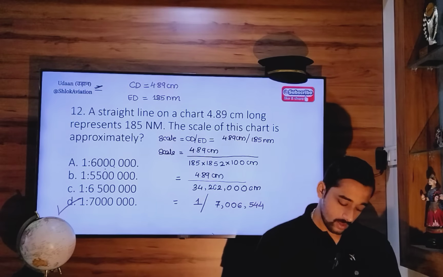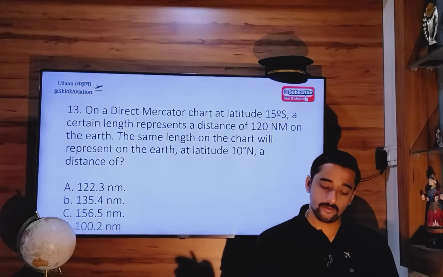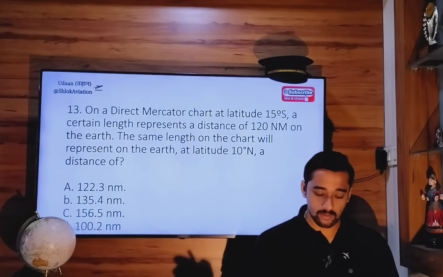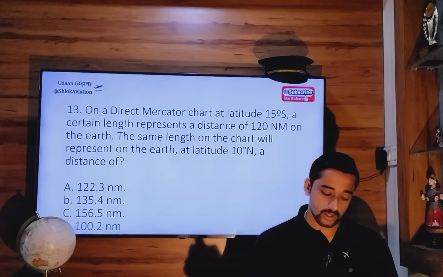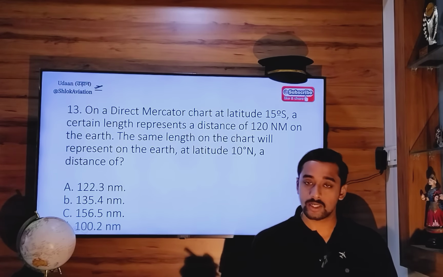Okay. Next, question number 13. On a direct Mercator chart at 15 degrees south, a certain length represents a distance of 120 miles. The same length on the chart will represent on the earth at a different latitude how much earth distance.